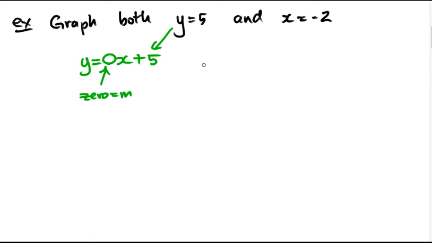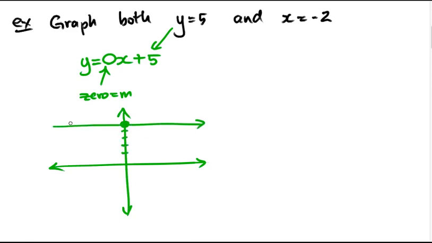And so when you go to graph this one, you get a graph that looks like a flat line because the slope is 0. So you do know the y-intercept. The y-intercept is 5, and you get a flat line. So it turns out whenever you have y equals some constant, you get a flat line at that constant with that y-intercept.